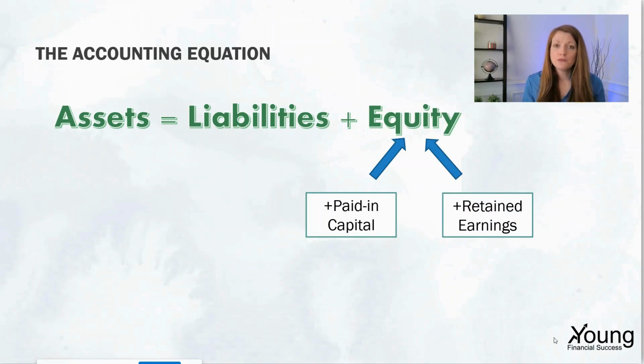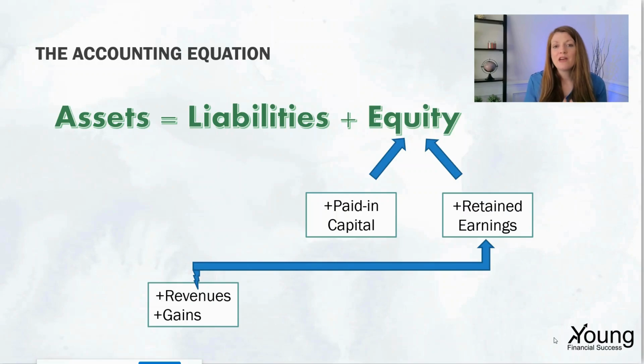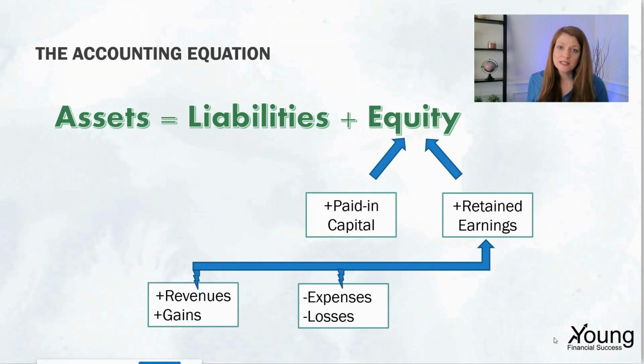Now, think about the word retained. It means you keep something, and earnings is profit. So, this is profit that you kept. So, this is where our net income gets rolled over and put onto the balance sheet into the equity section. So, retained earnings is made up of a few different elements. We have revenues and gains. So, revenues and gains increase that profit that we get to reinvest in the company. Then we have expenses and losses, which obviously are decreasing how much we get to put back into the company.